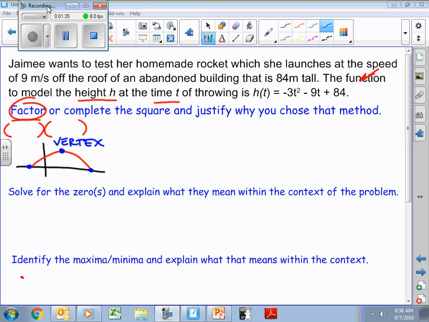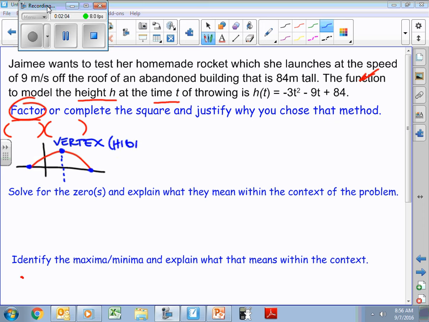Now the beauty of the vertex is that it always cuts the parabola, the red guy, in half. This line here happens to be called something. Anybody know what this line is called? Yeah, the line of symmetry. The line of symmetry is where you change directions from going up to going down. The vertex is the highest point.